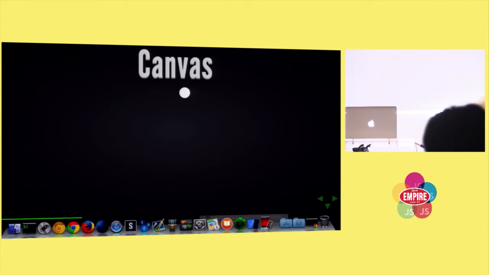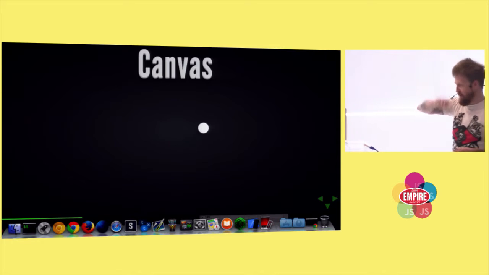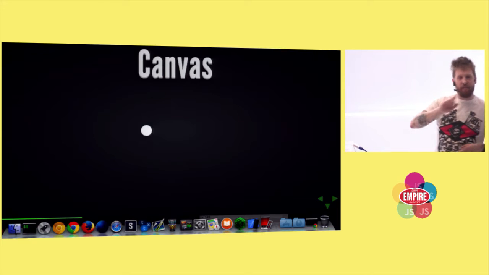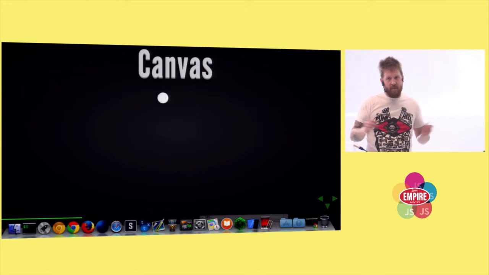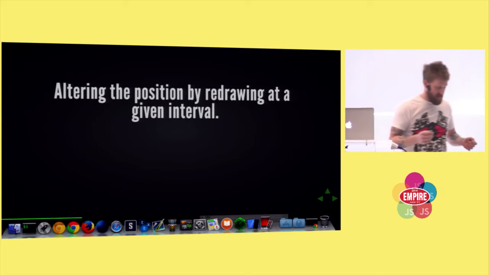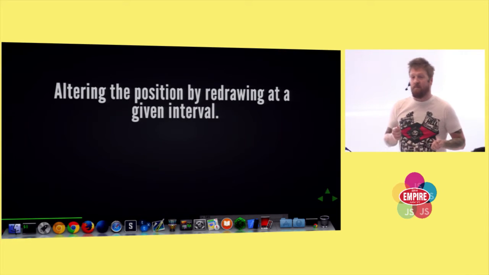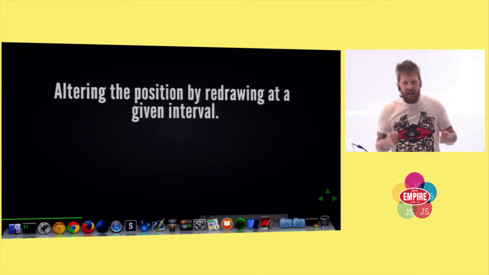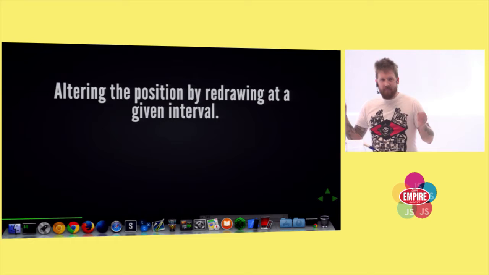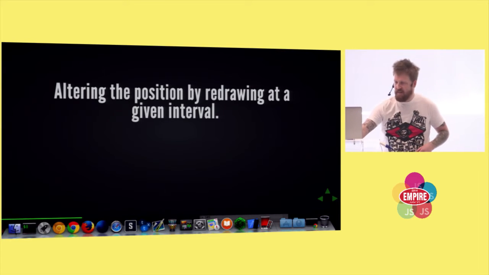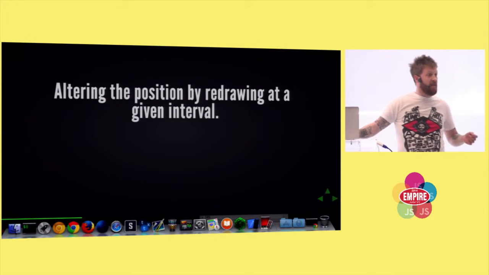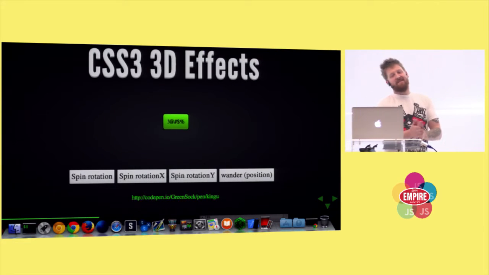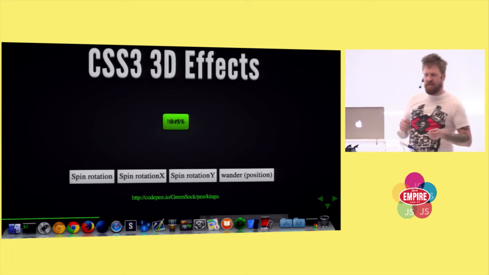So what about canvas animations? See, this ball appears to be bouncing around in the same weird rectangular path for infinity. What is this doing? This is animating, but really what it's doing is altering the position by changing the value of the x and y coordinates of this filled-in arc by redrawing it at a given interval. Right? You've all done this. Awesome. You're all capable of doing this, or at least understanding it.